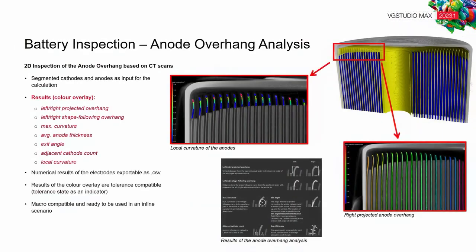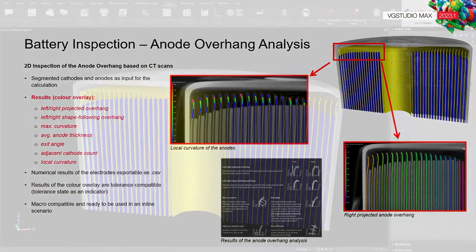Battery inspection is a critical step in ensuring the safety and reliability of battery systems, and our new tool can help you achieve that. With its anode overhang analysis feature, you can accurately and efficiently inspect any battery type. The tool is a 2D inspection of the anode overhang area of a battery that delivers various color overlays to indicate relevant parameters. You can export calculation results as a CSV file for further investigation or wrap it up with the reporting tool. The analysis is fully macro compatible and can be used in an inline scenario, making it convenient for quality control, testing, and maintenance of battery systems.